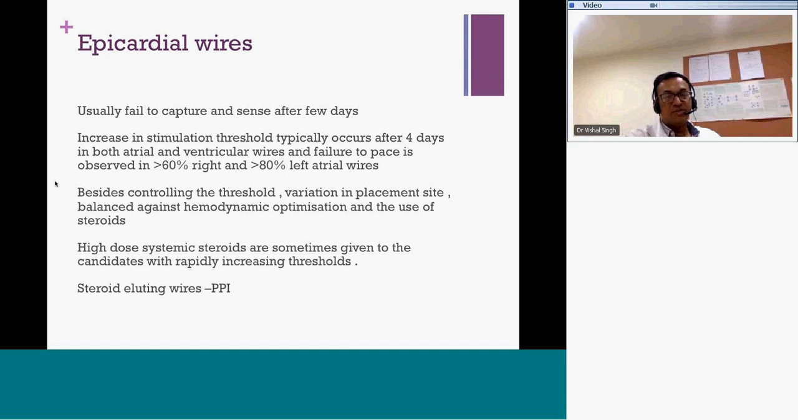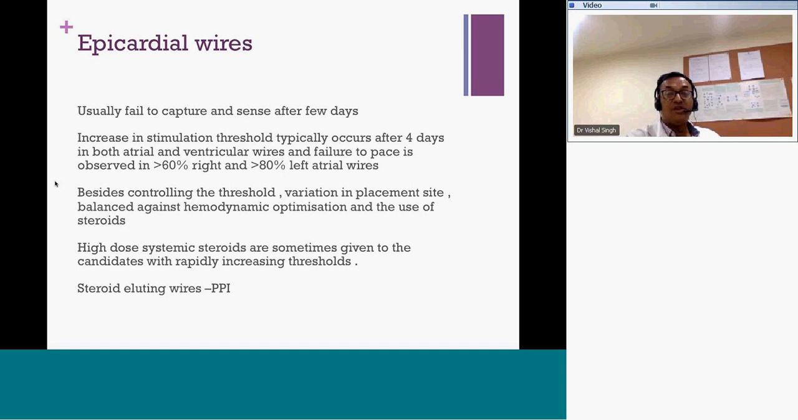Now, wires, because of the temporary nature of the entire thing and because of the inflammation, fail to capture or sense after a few days, and have an increase in stimulation threshold, typically after 4 days, in both atrial and ventricular wires. Failure of pacing is observed in 60% of right and 80% of left, especially when you have the two wires separately put on the atrium.